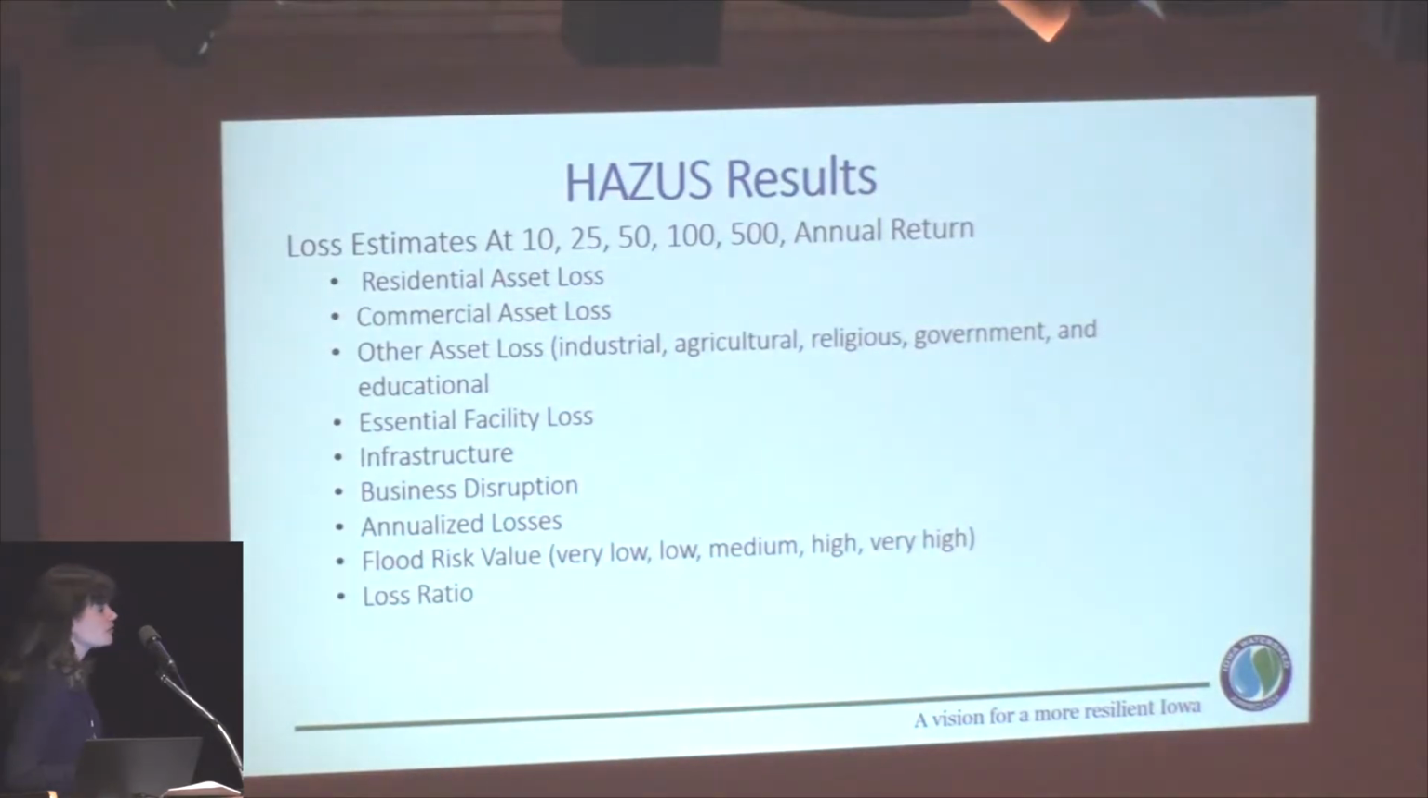So the HAZUS results that we usually get from this type of software are loss estimates at the 10, 25, 50, 100, and 500 year annual return. We're looking at residential asset loss, commercial loss, other types of losses, industrial, ag, essential facilities. For us, that's community identified. We also do have some places where we can pick up critical infrastructure. Business disruption, annualized loss, and then loss ratios.